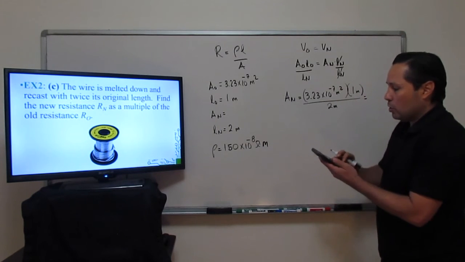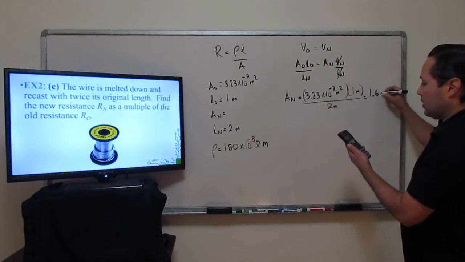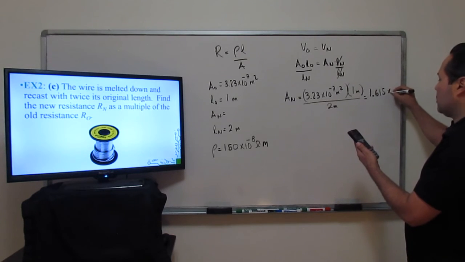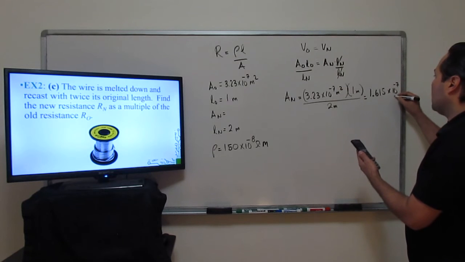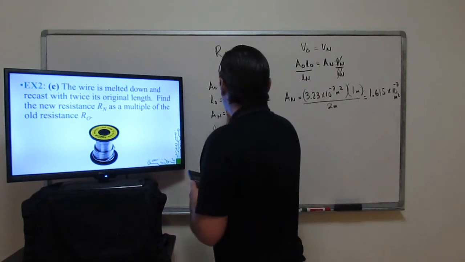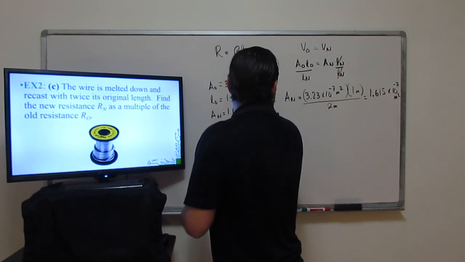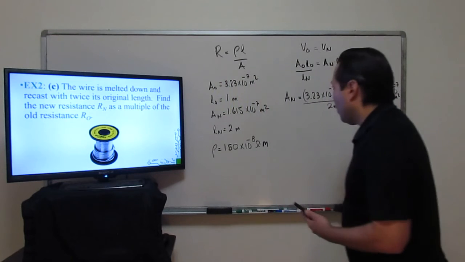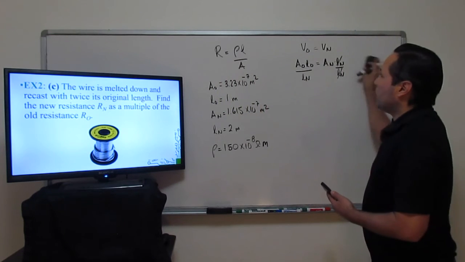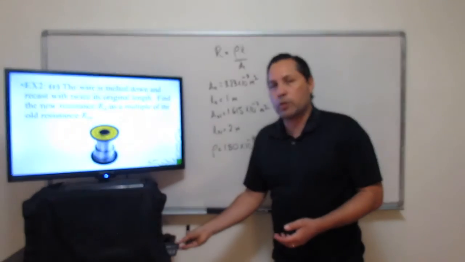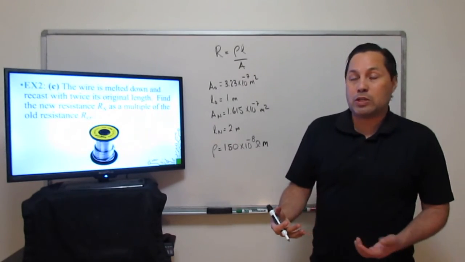by 2, 1.62, I guess we can round that off, or let's keep all the digits, times 10 to the negative 7 meters squared. Alright, so that is our new area, 1.615 times 10 to the negative 5 meters squared. Now that we have that, let's figure out the resistance before and the resistance after, and then we can compare them to each other.